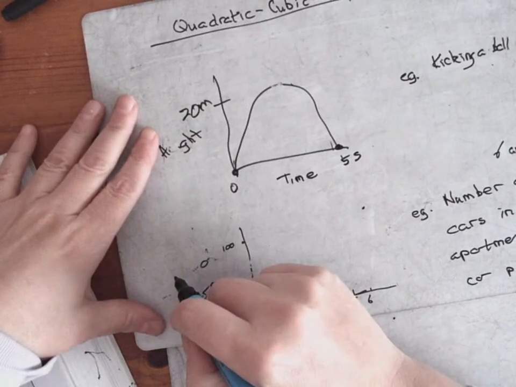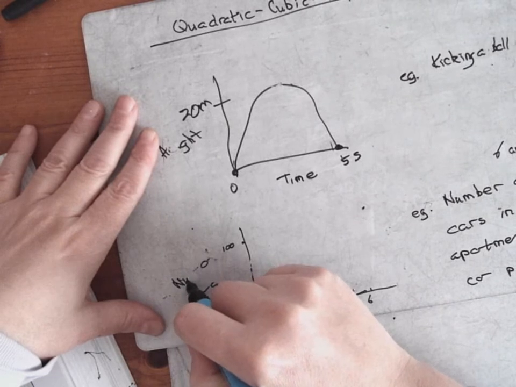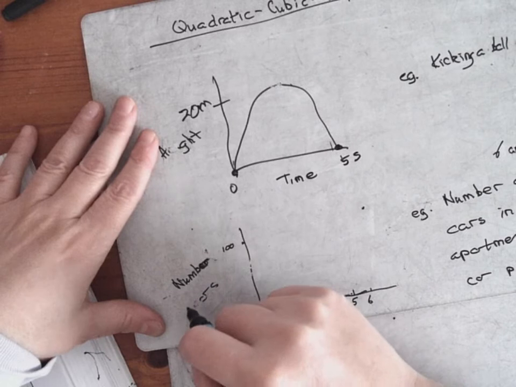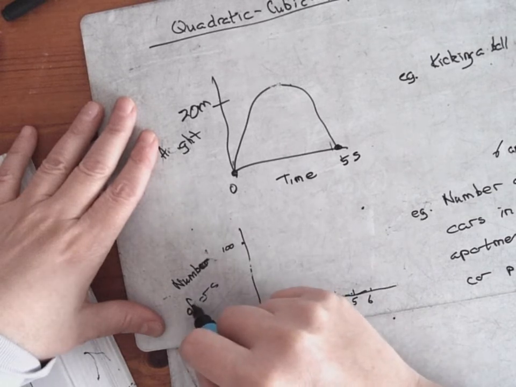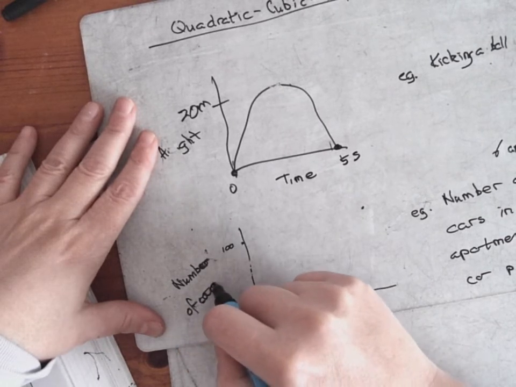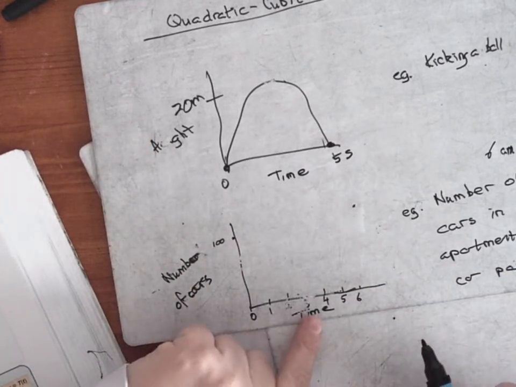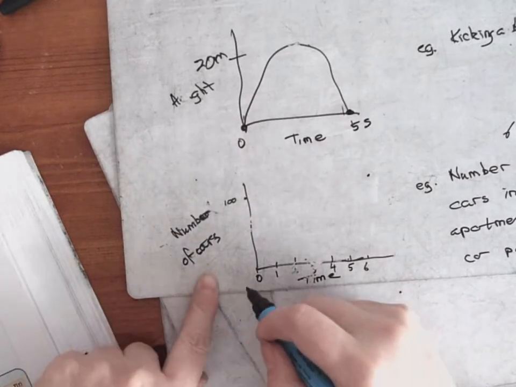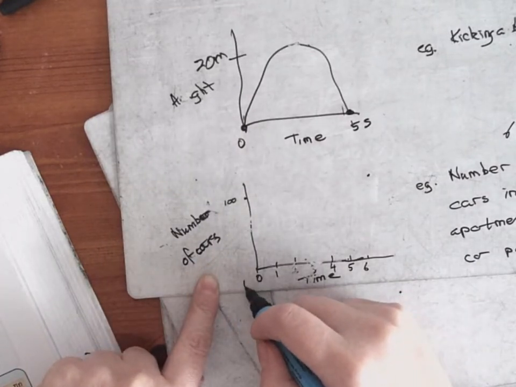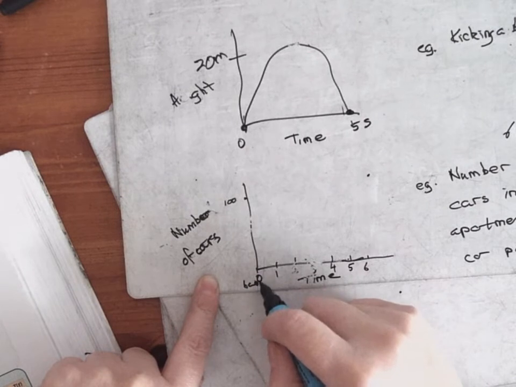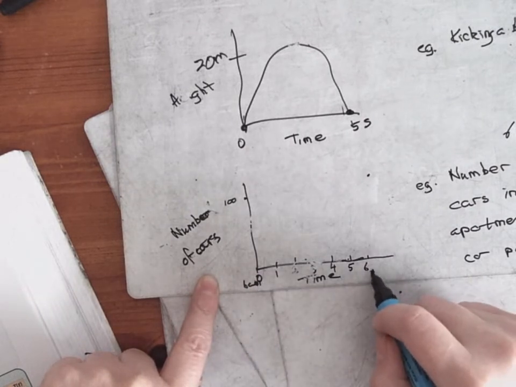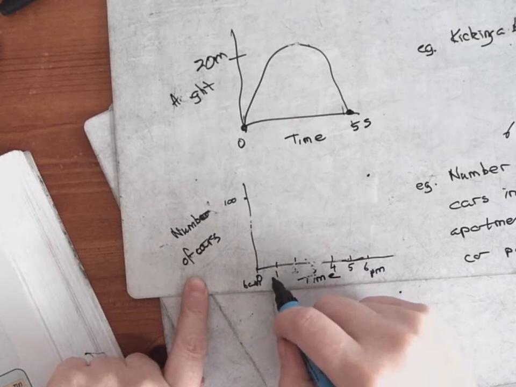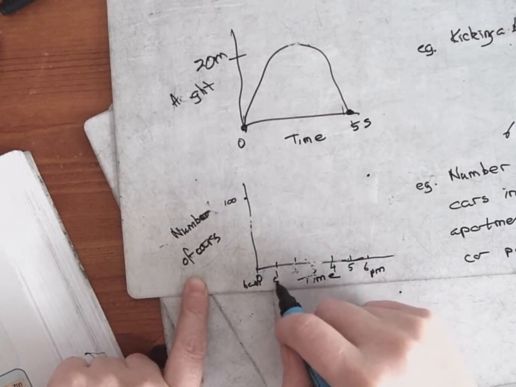Another example I could think of is the number of cars in a car park of an apartment block. Now the scale is not 1, 2, 3, 4, 5, 6, but they're telling you it's from 6 a.m. to 6 p.m. So that means you start at 6 a.m., and the last one is 6 p.m., and they'll tell you it goes in hour intervals. So 1 or 2 hour intervals, they'll tell you that in the question.